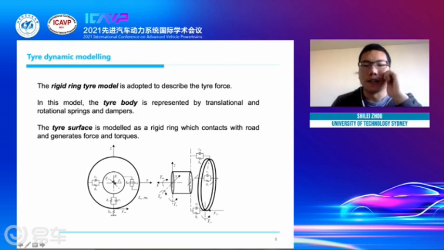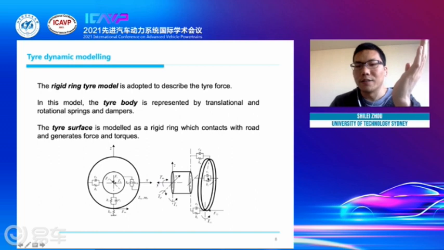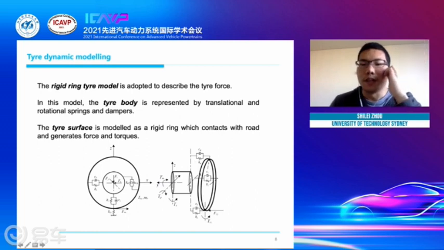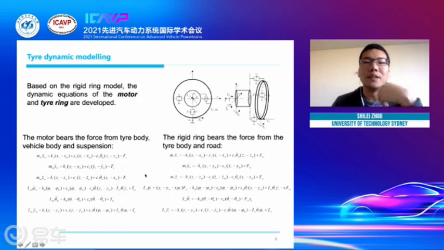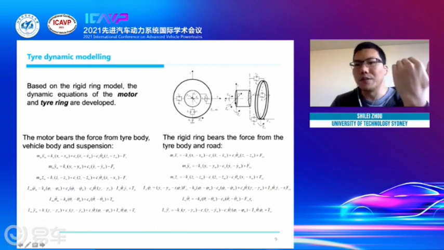So here, this part is the in-wheel motor, and this part is the tire ring. Between the in-wheel motor and the tire ring is the tire body. The tire body is represented by 3 translational motions, that is longitudinal, vertical, and lateral. And for the rotational work, it is also described by 3 rotational springs or dampers. This is the model we use to describe the tire body dynamics. And based on the theory, here are the equations to describe the dynamics between the motor and the tire ring.